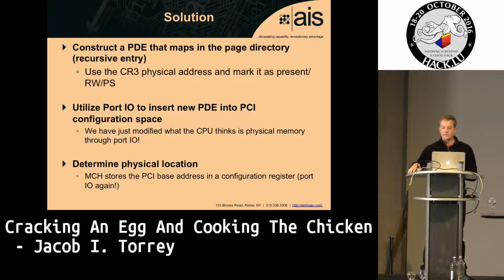And then we can mark it basically as present. That maps in our existing operating system CR3 value. We insert that using port.io, and then we try to figure out where that physical address is, and then we can basically set the CR3 to that, and we can recursively map in the operating system page tables, create a new recursive mapping that we know for those page tables at a known virtual address, and then be able to do whatever we need to do.